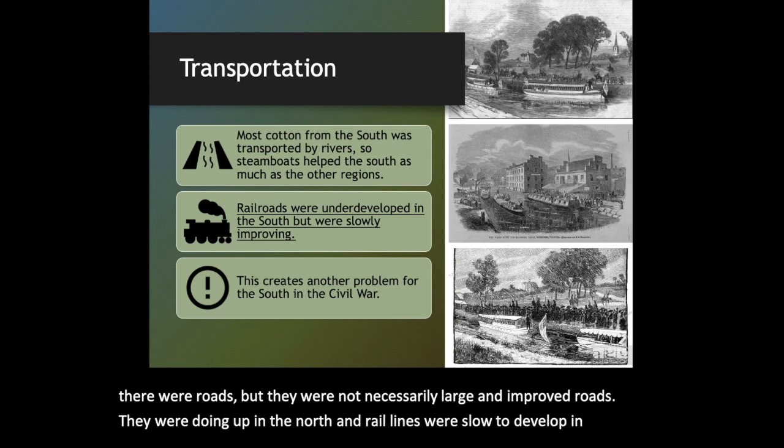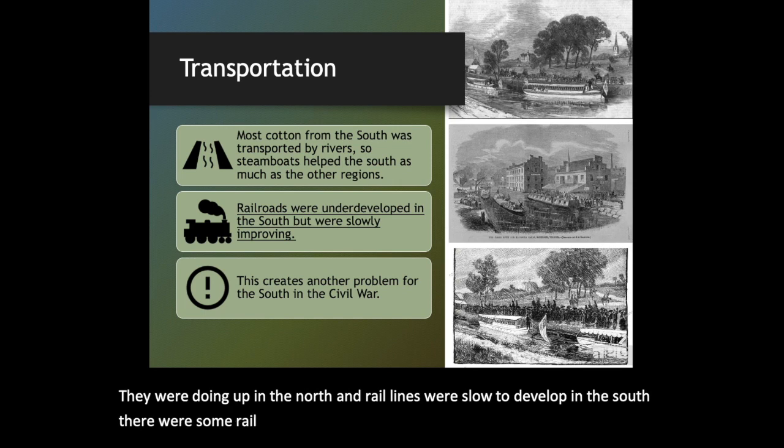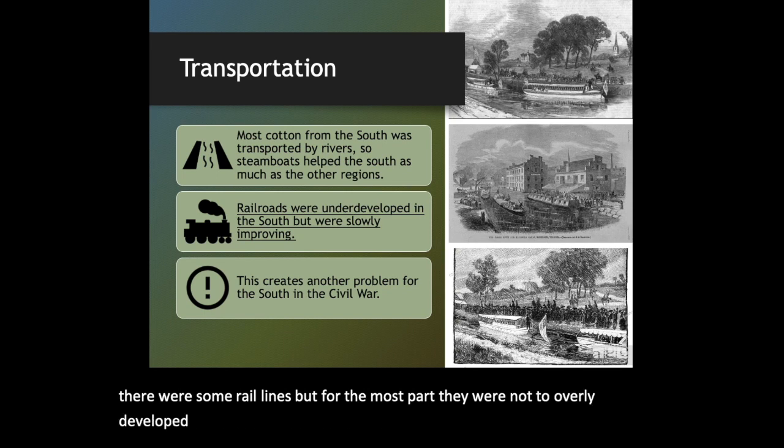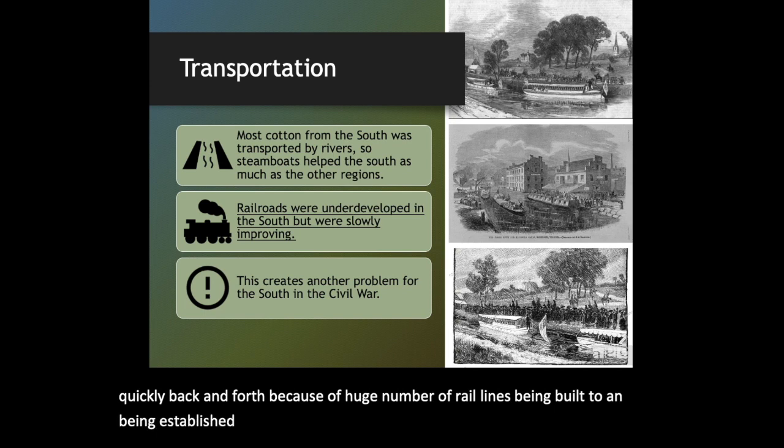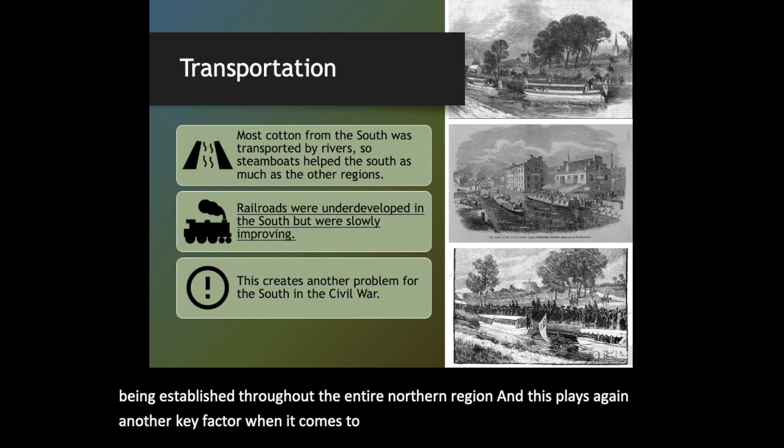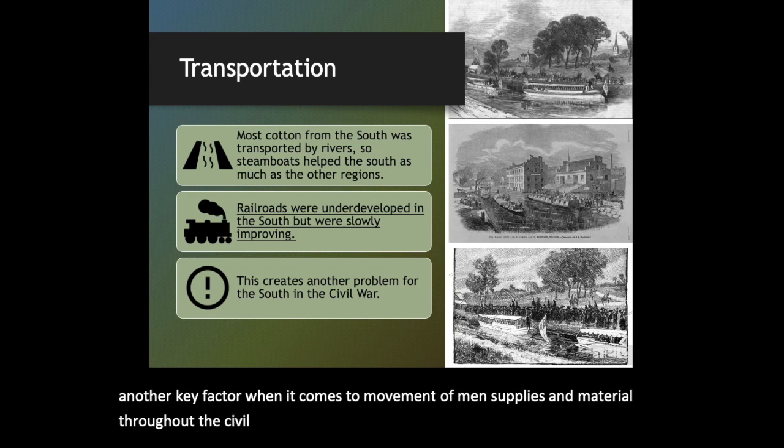There were some rail lines, but for the most part, they were not overly developed like up in the north, where they could move vast amounts of resources quickly back and forth because of the huge number of rail lines being built and established throughout the entire northern region. And this plays, again, another key factor when it comes to movement of men, supplies, and material throughout the Civil War. So the South is way behind the curve.